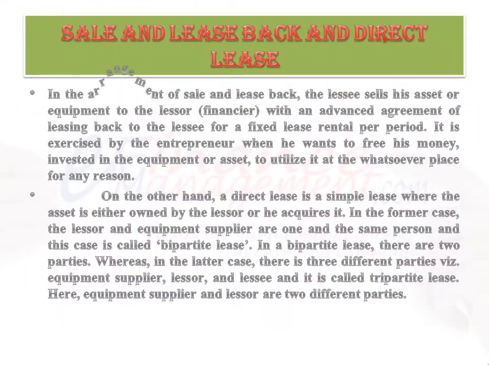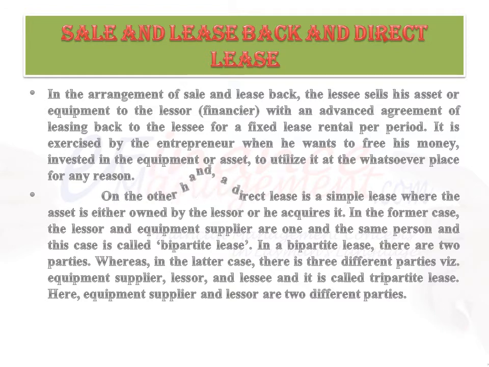In the arrangement of sale and lease back, the lessee sells his asset or equipment to the lessor, financier, with an advanced agreement of leasing back to the lessee for a fixed lease rental per period. It is exercised by the entrepreneur when he wants to free his money, invested in the equipment or asset, to utilize it at whatsoever place for any reason.